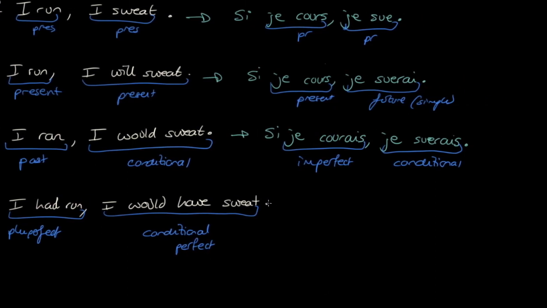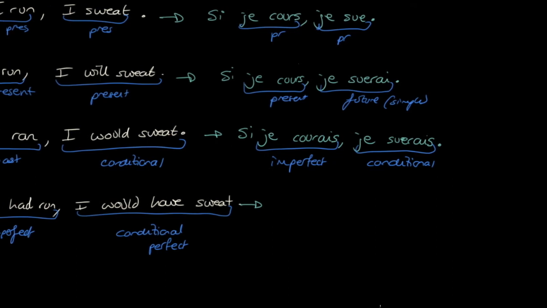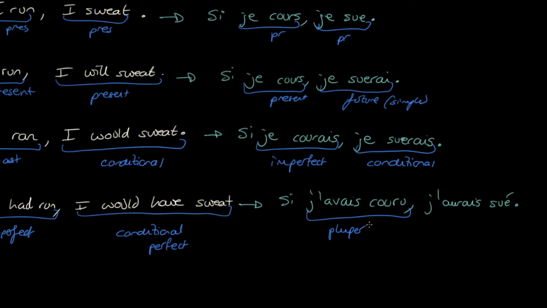But fortunately, I do know about the French if my English isn't completely right. So if I had run, si j'avais couru, si j'avais couru, j'aurais, conditional perfect, j'aurais sué. Okay, but it definitely didn't happen. Too late now, I haven't run. So it's an impossible scenario.